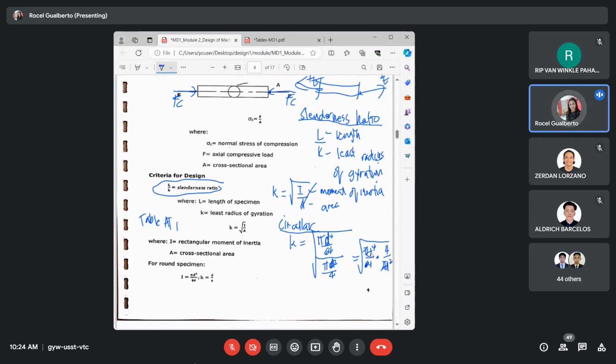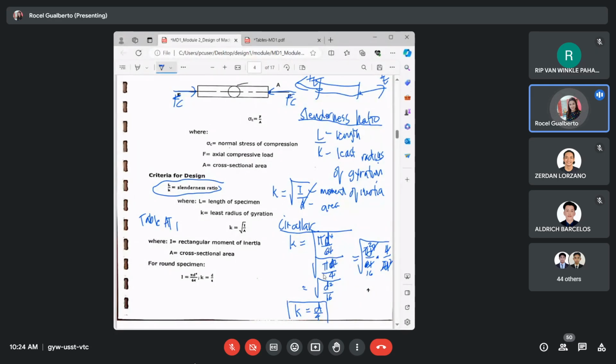You have here d to the fourth and d squared. So, may natira po doong dalawa. And then you have there 4 and 64. Ito naman po, this becomes 16. So, the simplified form po would be the square root of d squared divided by 16. And d squared and 16, these are perfect squares. Perfect squares po. So, kung ilalabas po natin ang square root sign, this will become d divided by 4. So that would be equal to your K or the least radius of gyration.